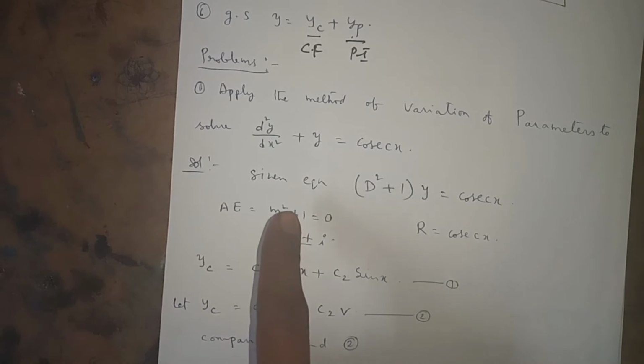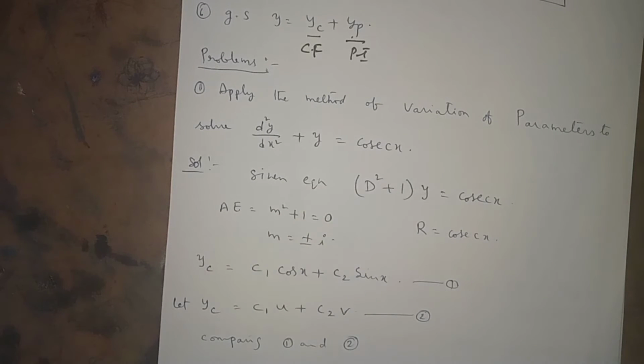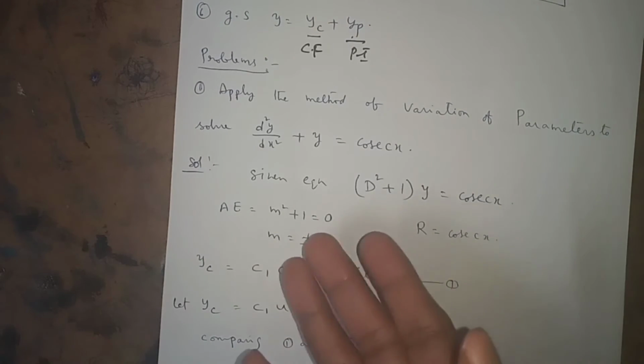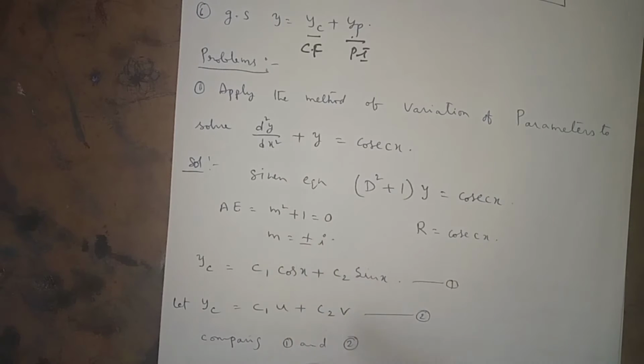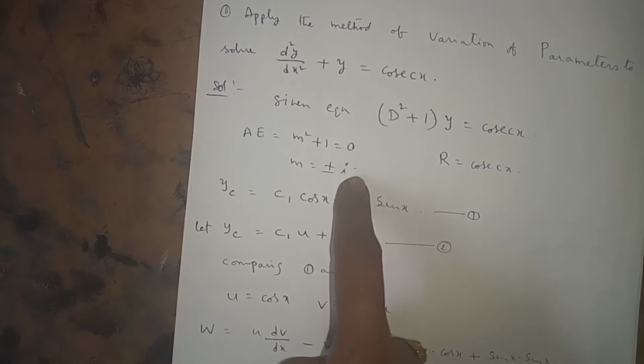Auxiliary equation. Auxiliary equation means by substituting D is equal to m, you will get m square plus 1 is equal to 0. If you find the roots using the formula minus b plus or minus, m is equal to plus or minus i. Remember, on the RHS side, capital R is equal to cosec x.